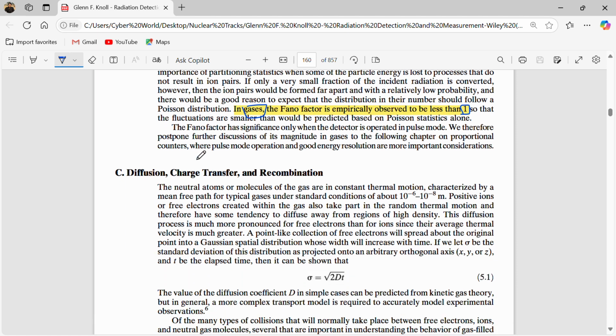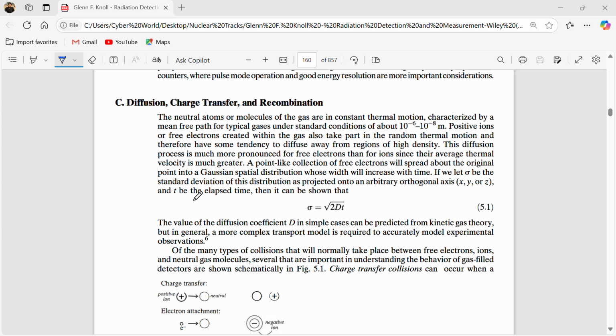Now we are moving to our next topic, which is diffusion, charge transfer, and recombination. So what is this basically? A charged particle diffuses in gases, and as it diffuses, a Gaussian peak distribution is formed. We already know what a Gaussian peak is. How do they diffuse, how does charge transfer to others, and how do they recombine? This we have to discuss in this topic.